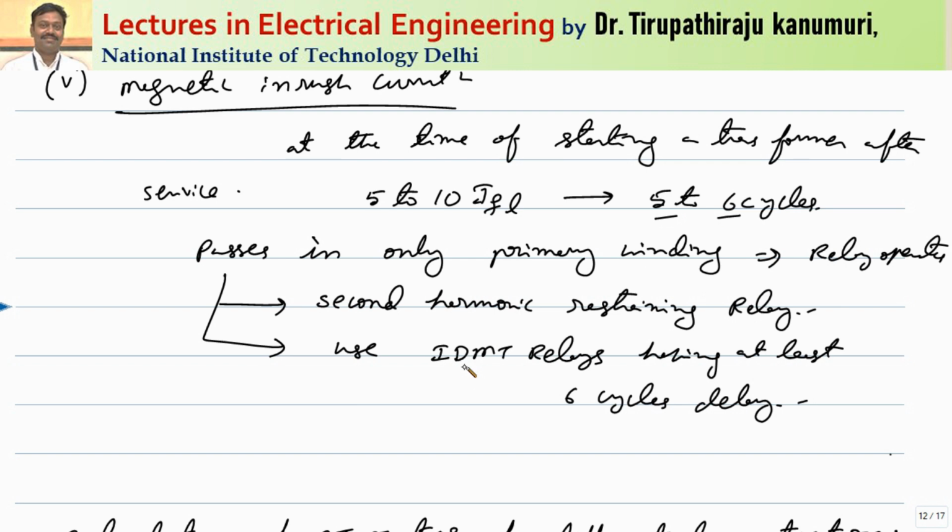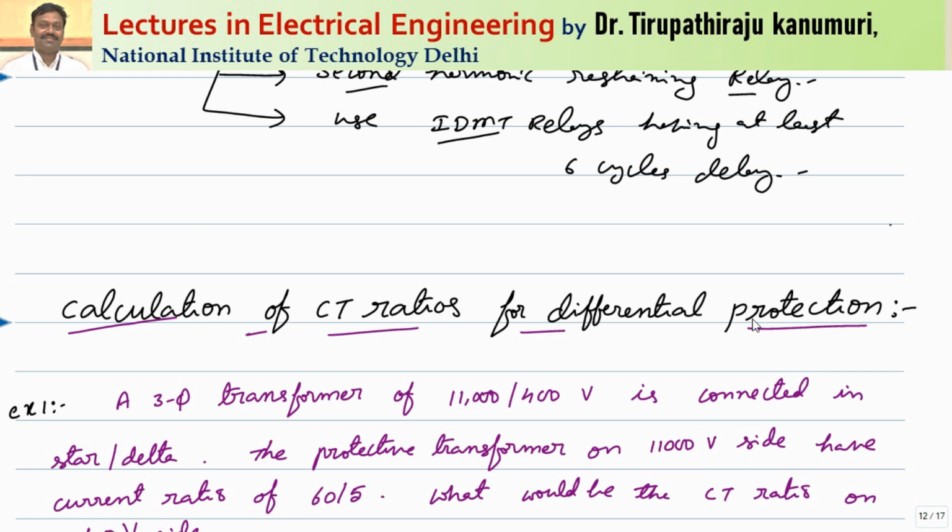So that's why we generally go for IDMT relays for low or medium power transformers. If you go for high power transformers, or transformers where you cannot take any risk and cannot take this much delay, then we go for the second harmonic restraining relay. So these are the things that are required.